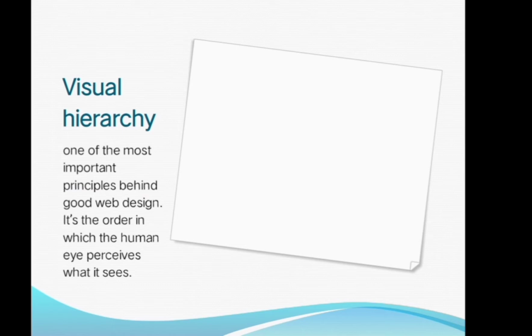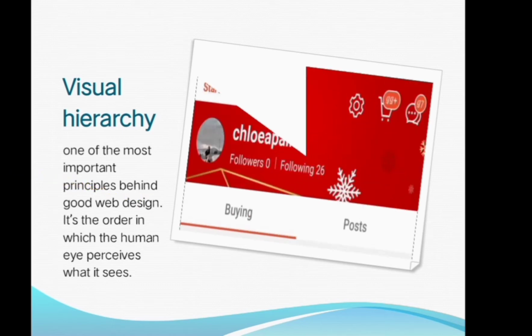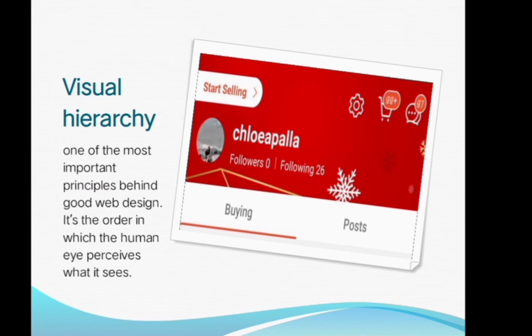So, for the Shopee app, we can see the visual hierarchy in the Add to Cart button and the Setting button. It works in conjunction and functionality. In other words, the Add to Cart and the Setting button functions meet the visitor's needs.